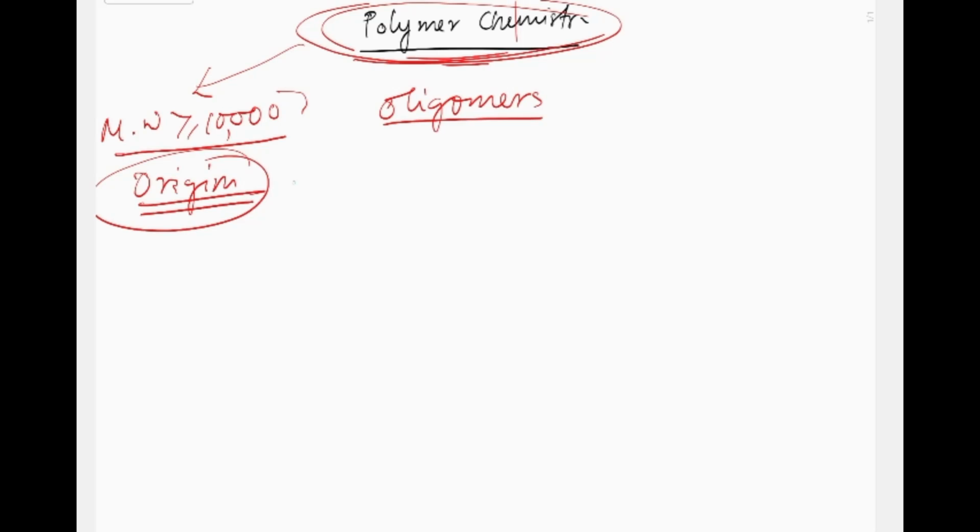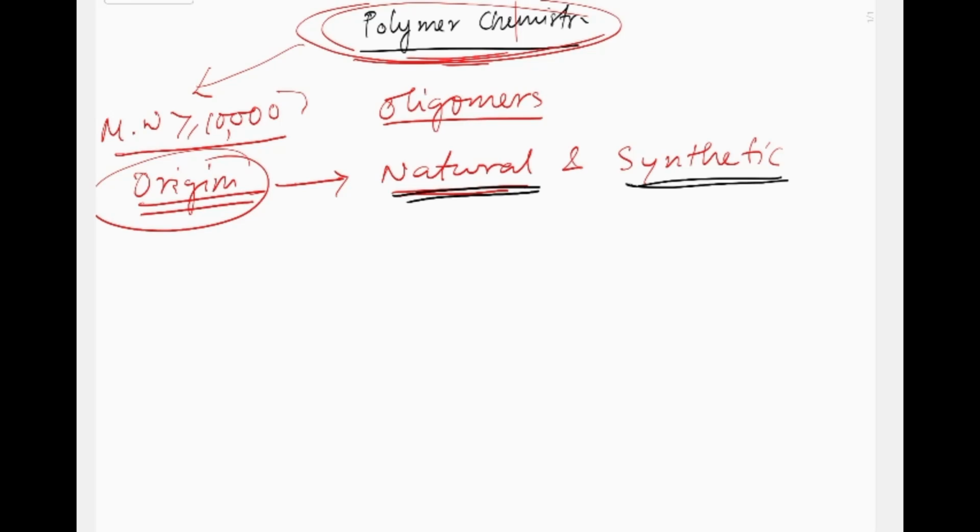it can be classified as natural and synthetic. From the term itself, you can understand that when the source is nature, that is, it is found in nature, the polymers are termed natural polymers. And when it is prepared synthetically, synthesized in a laboratory or in industries, then these polymers are called synthetic polymers.